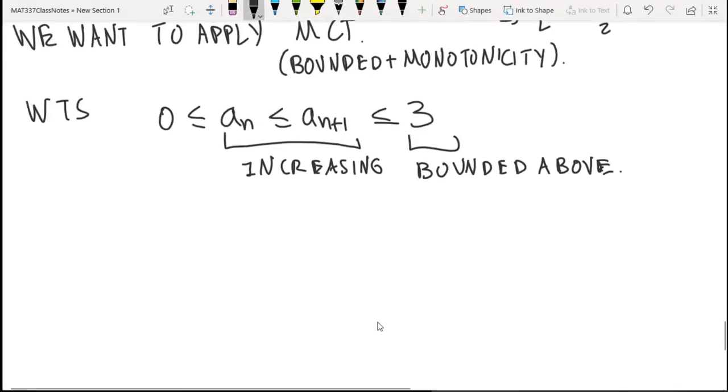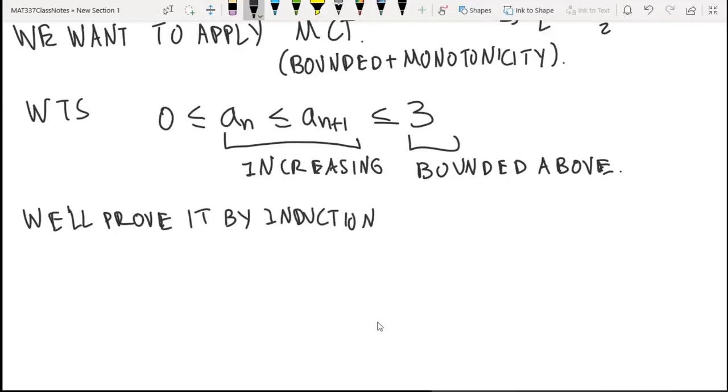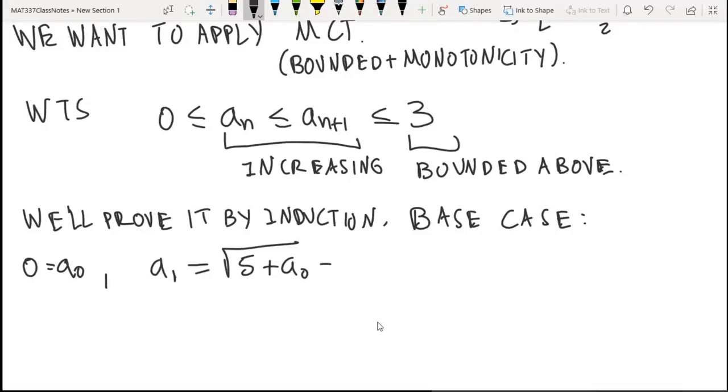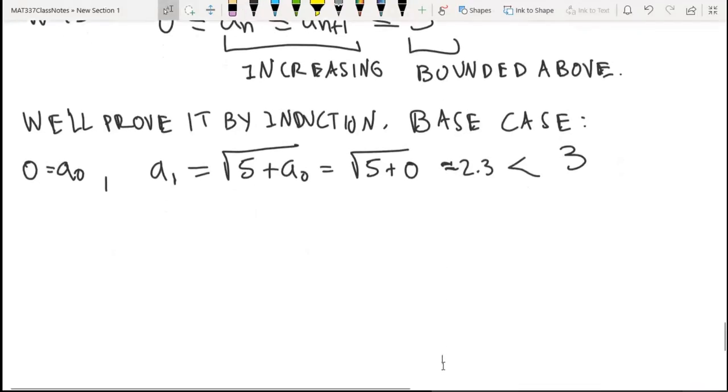Right, so let's see. We'll prove this by induction. The base case is easy. A0 is 0, so that's fine. Then we have that A1 is equal to square root 5 plus A0, which is square root 5 plus 0, which is like 2.3 something. I don't remember exactly, but it was less than 3. So that's the base case.